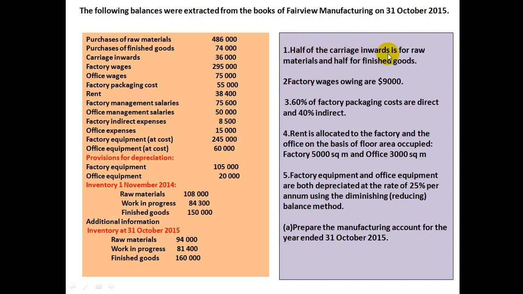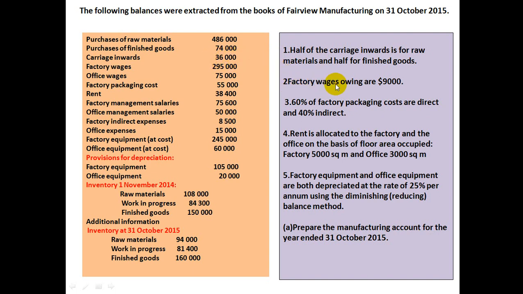Half of the carriage inward is for raw material and half for finished goods. It means out of this 36,000, half will be taken to cost of material produced, or you can say consumed, in the manufacturing account, and remaining half will be taken in the cost of sales portion of income statement.